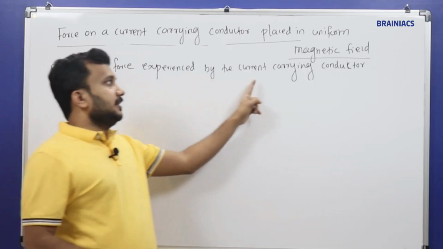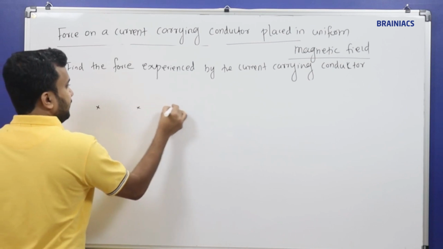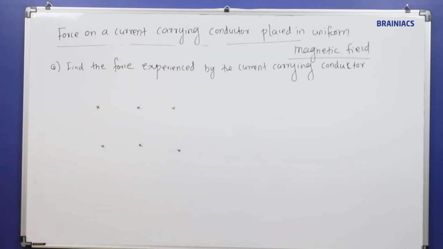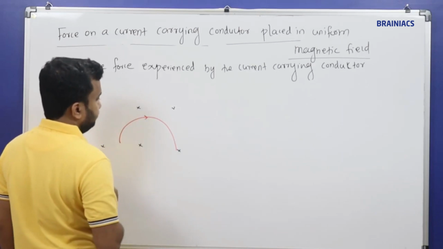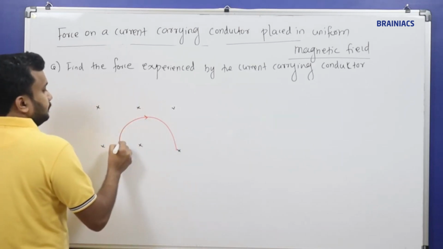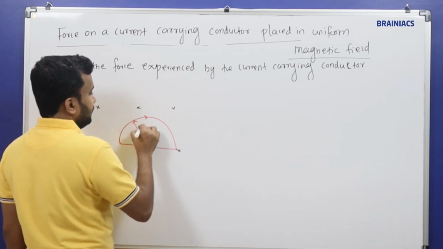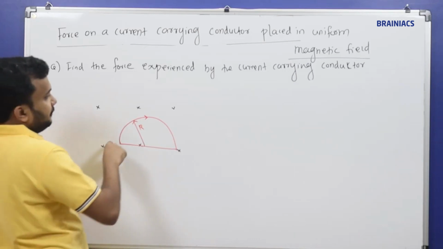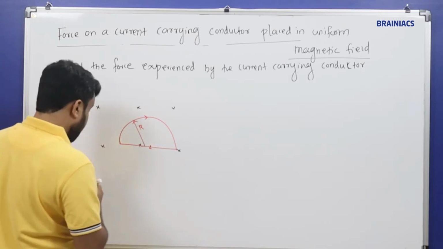Find the force experienced by the current carrying conductor. So my next question will be like this. A magnetic field will be here. I have placed a current carrying conductor like this, and its distance is equal to R. Find the force experienced by the current carrying conductor.